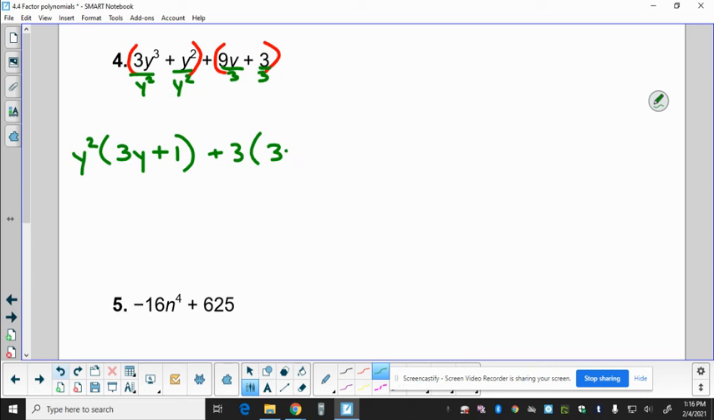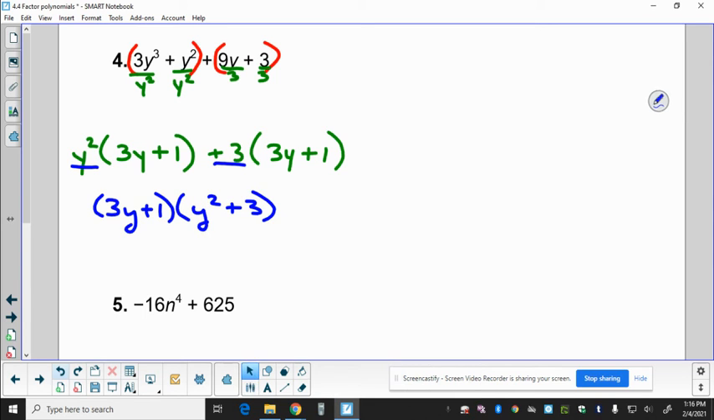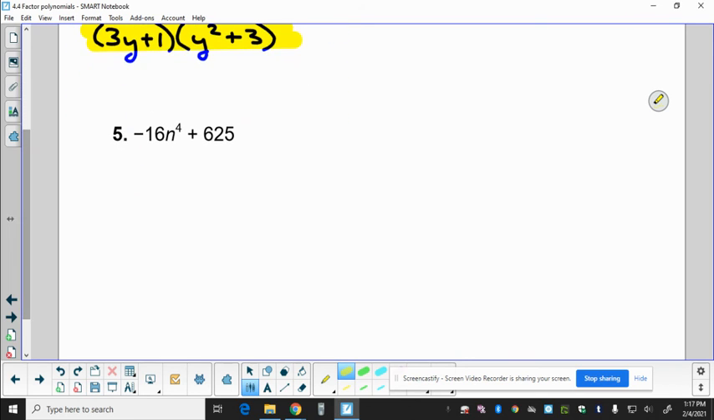Pretty straightforward. I see the 3y plus 1 is the greatest common factor, and this y squared plus 3 is left over. And that's as far as you can go. I don't see any other factoring formulas that would work. That is fully factored, everyone. Let's go down to number 5. What do you think we could do there? Do you see anything that would be helpful?